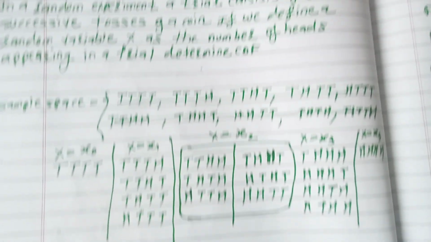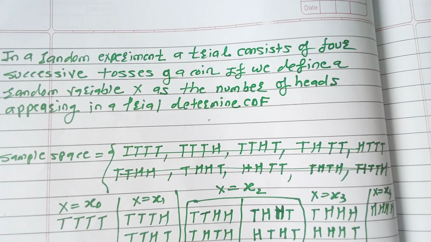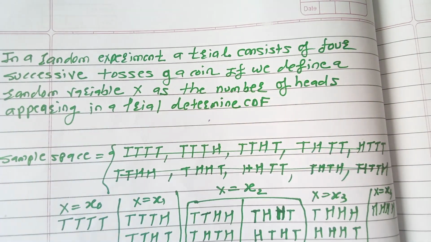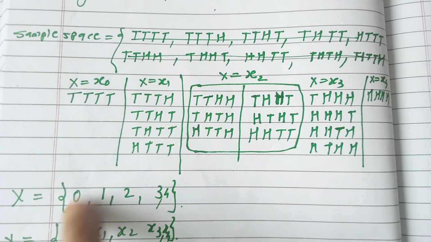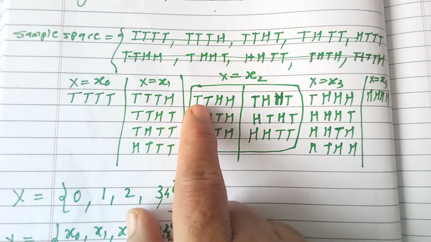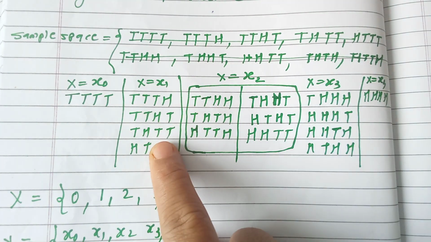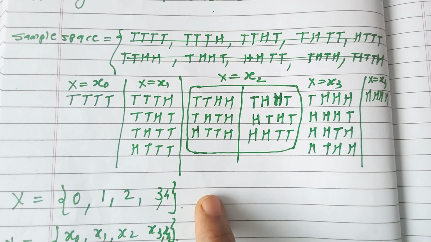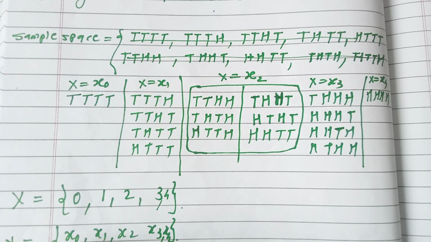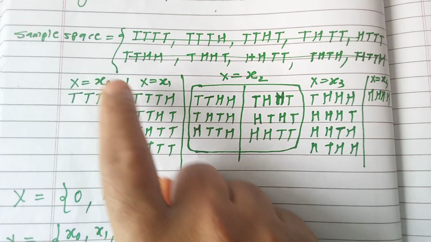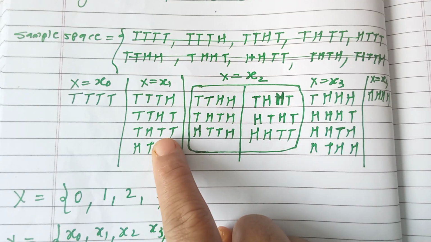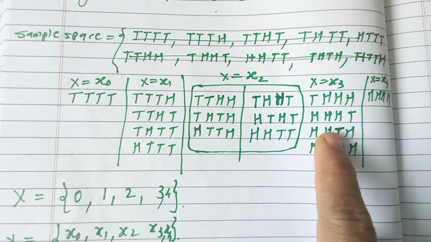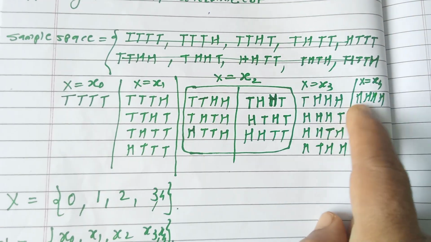After that, you have to see what random variable they have defined. The random variable is defined as the number of heads appearing in a trial. That means you have to count the number of heads in the sample outcome. Here you have to count the number of heads in each sample point to define the random variable x. Here the number of heads is 0, so that is indicated by x0. Here the number of heads is 1, so that is x1. Number of heads is 2, so x2. Number of heads is 3, so x3. Number of heads is 4, so x4.